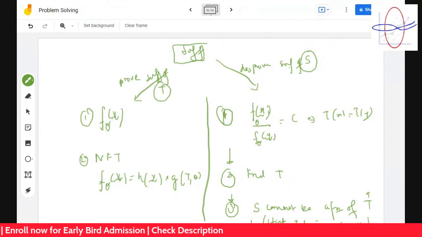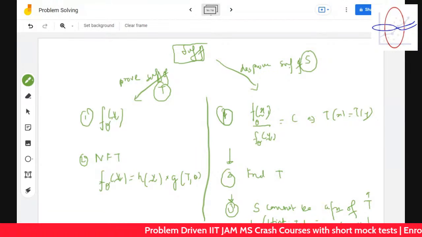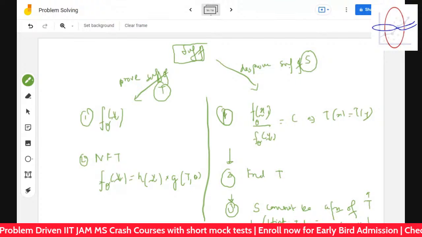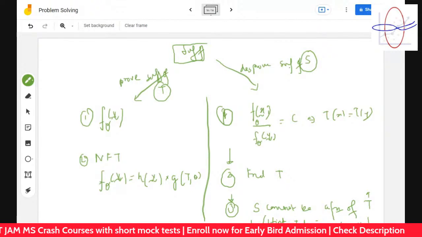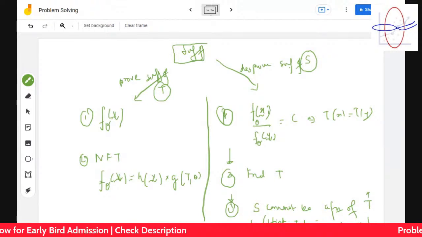So there is no problem that you cannot do now. You can do every problem of sufficiency now. Perfect. So remember this algorithm: how to disprove and prove sufficiency. This is the way out.